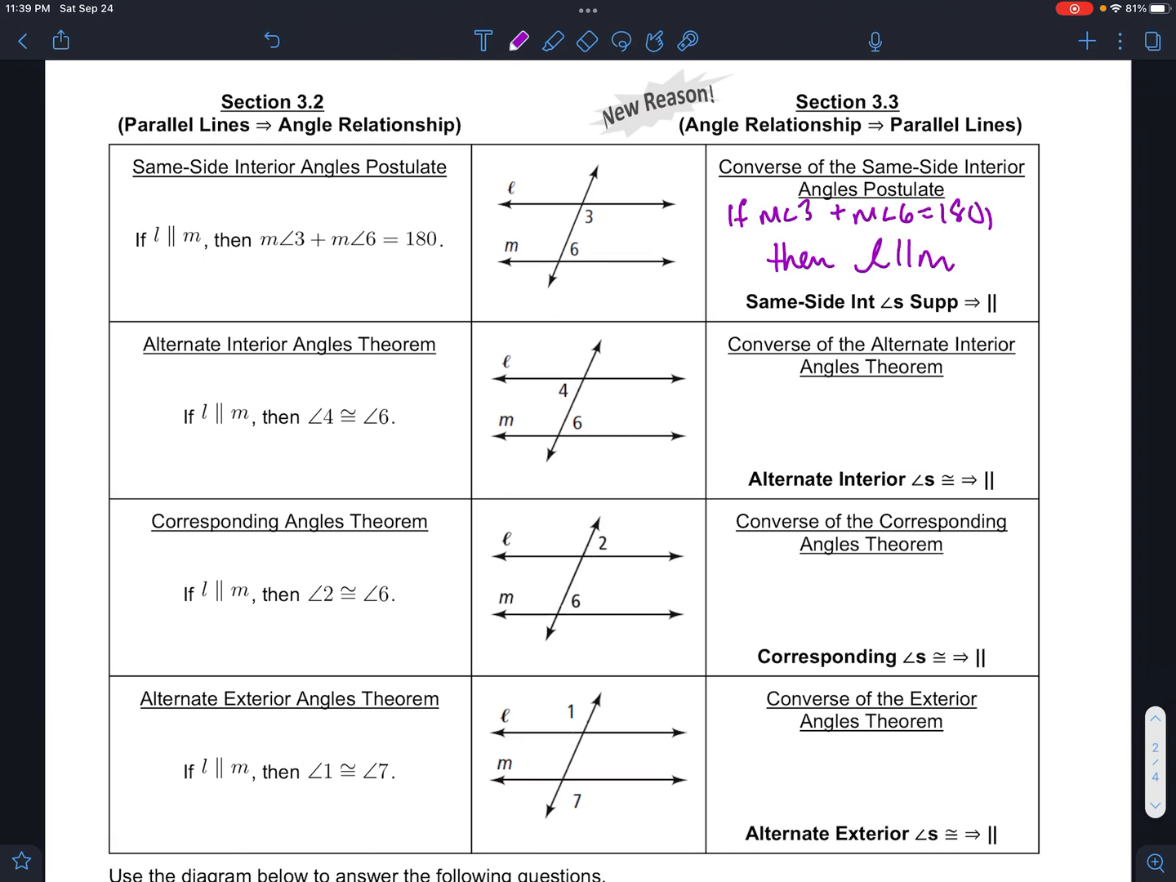So remember, last time we had to be given the parallel lines, then we could say something. Now it's the opposite. If we're told that those angles add to 180, then we know that the lines are parallel. And it's true for all of these other ones. So like if we only knew that 4 and 6 were congruent, we could say that the lines are parallel.